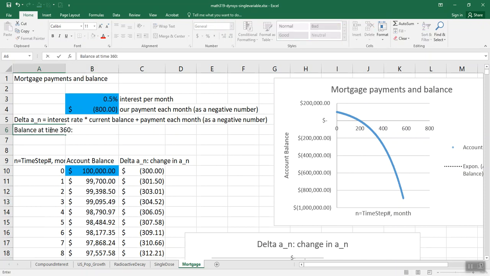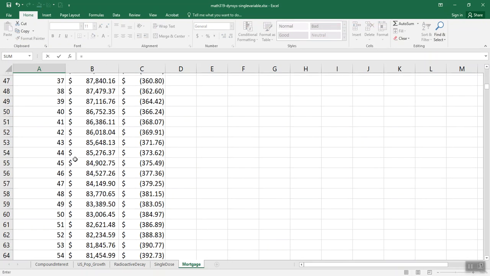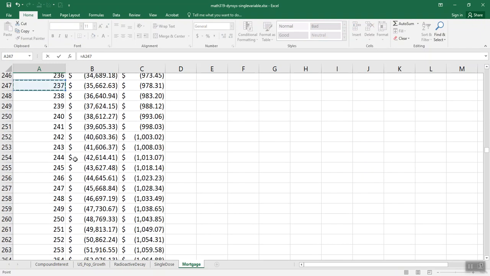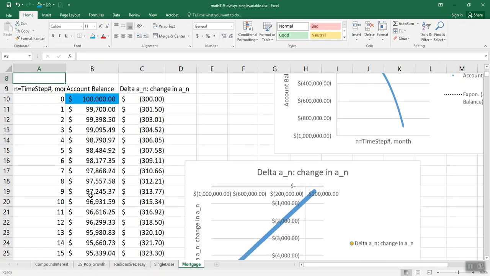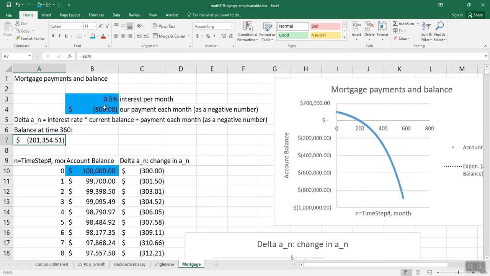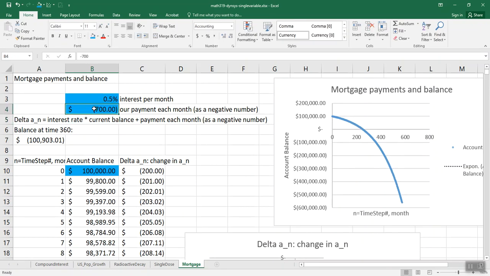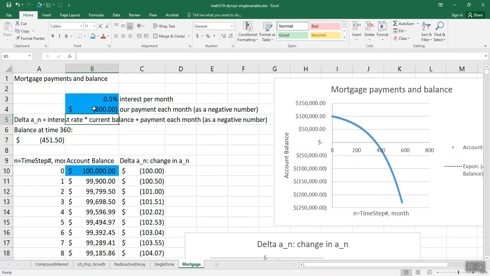So let's look at the balance at time 360. The easy way to do that is just scroll down, find time 360. Here it is. And I want that to be 0, so I can play around with this. Right now I'm paying too much. Let's try negative 700 a month. Let's try negative 600. Let's try, oh, that's pretty close to 0.